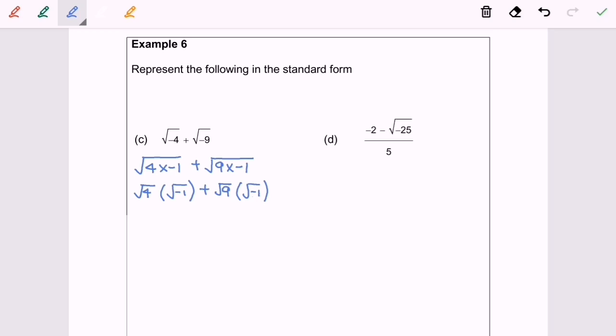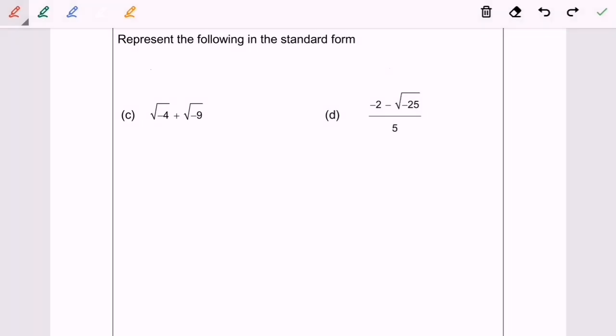So simplify: the square root of 4 will become 2 and the square root of negative 1 would be i, plus the square root of 9 will be 3, and the square root of negative 1 will be i. So now the final answer would be the square root of negative 4 plus the square root of negative 9, which is equal to 5i, and it is an imaginary number.